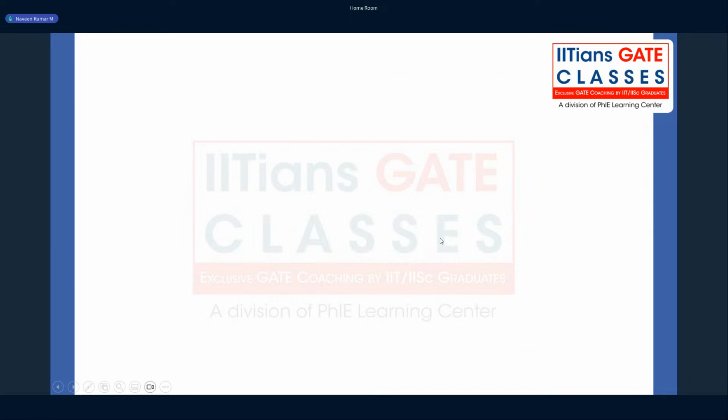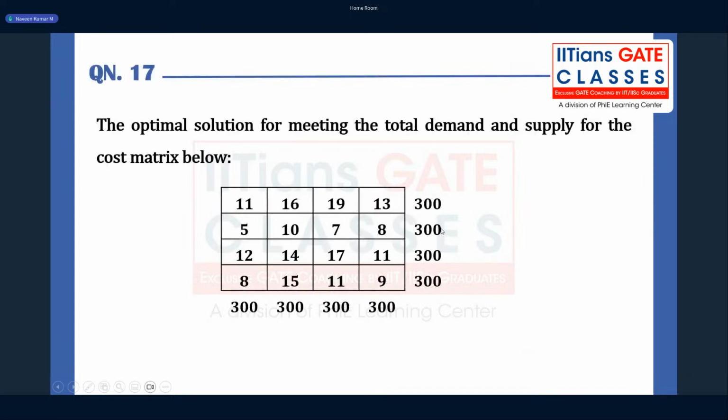And next is question number 17. That is the optimal solution for meeting the total demand. This is a question from transportation, but here there is a catch. If you go for a long way and solve this question, there are so many ways that you can solve this problem in transportation.